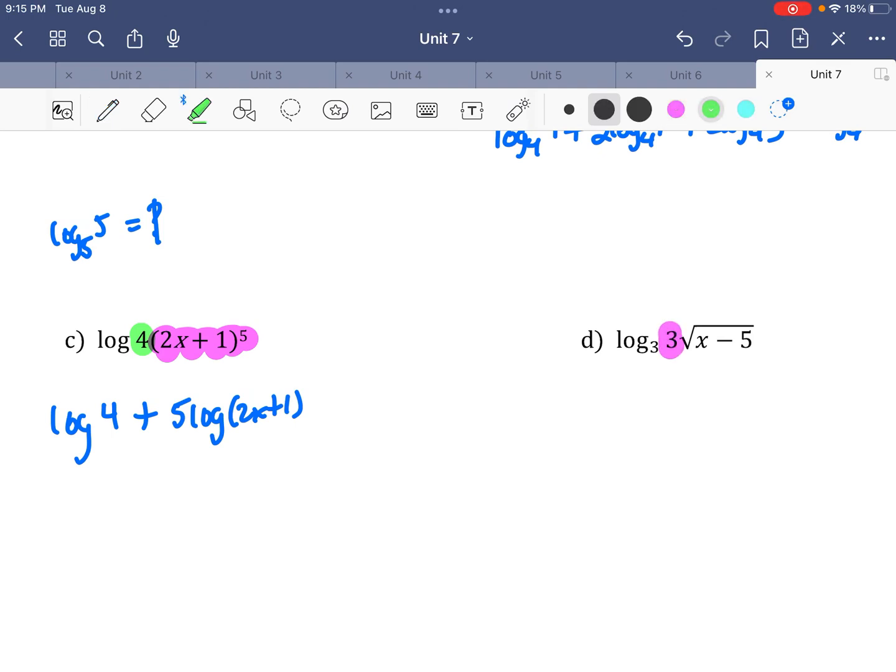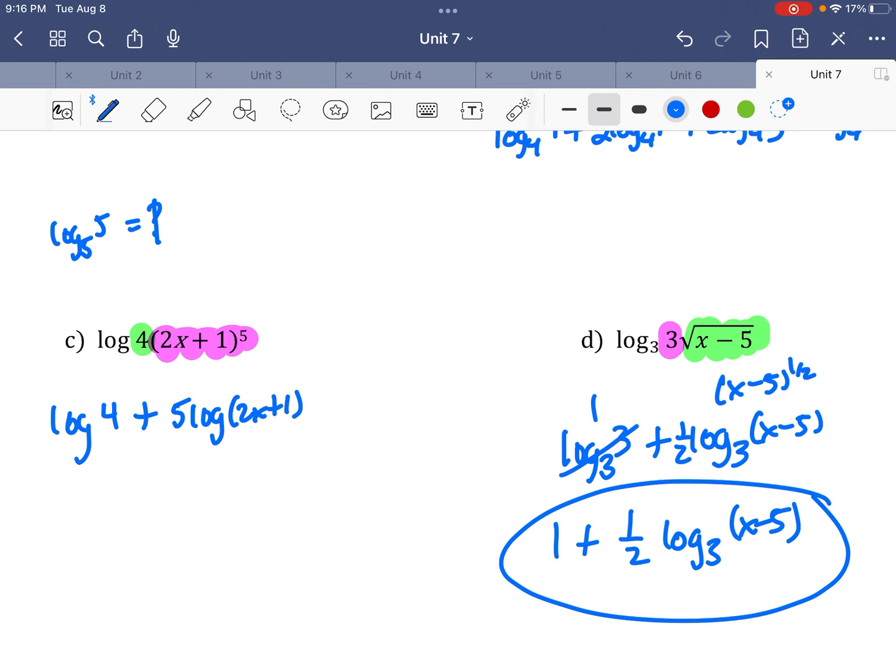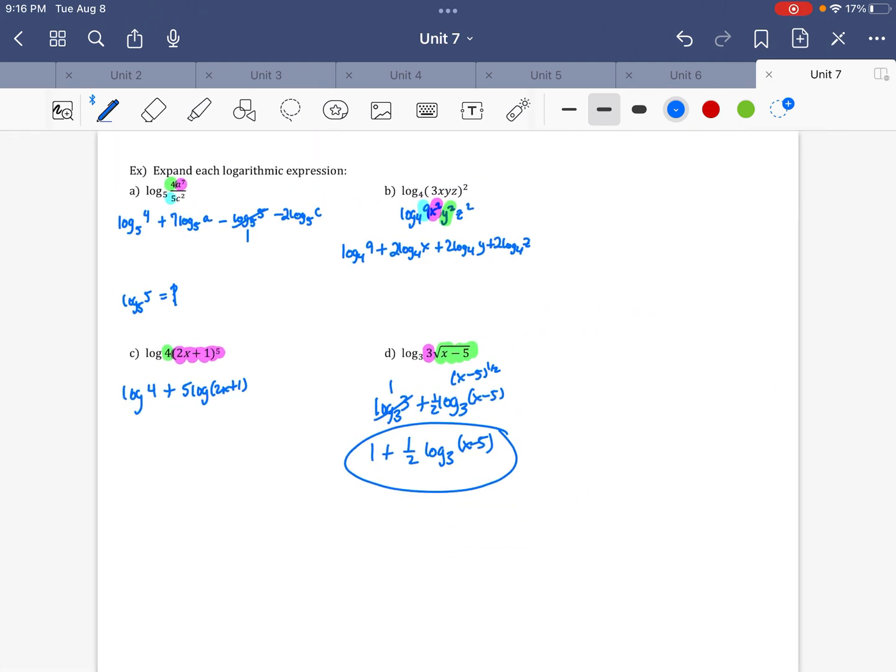All right, here I have the 3, and I have the square root of x minus 5. Now remember, the square root of x minus 5 is x minus 5 to the 1/2. So I got log base 3 of 3 plus log base 3 of x minus 5 to the 1/2, and so I put the 1/2 out here, and also log base 3 of 3, that's equal to 1, so really I have 1 plus 1/2 log base 3 of x minus 5, and that is the best way to write that.